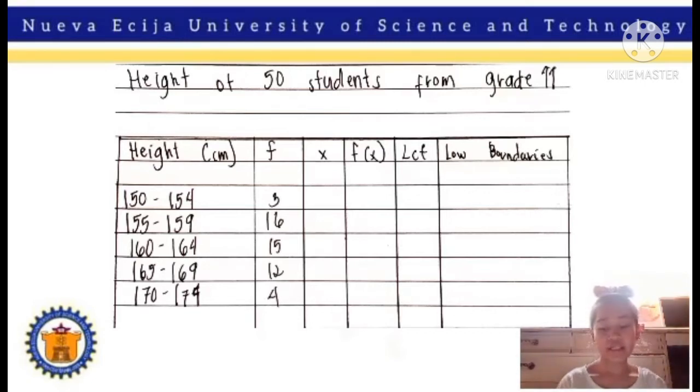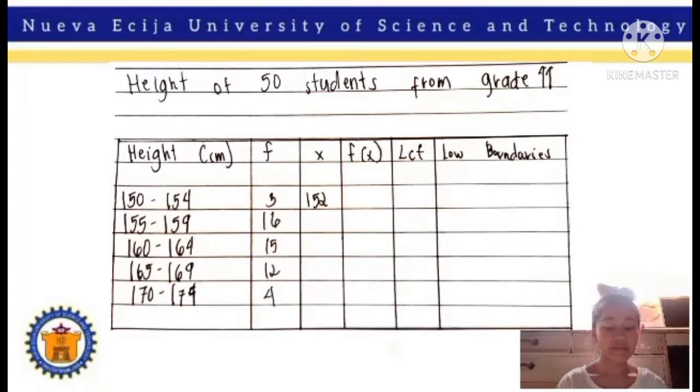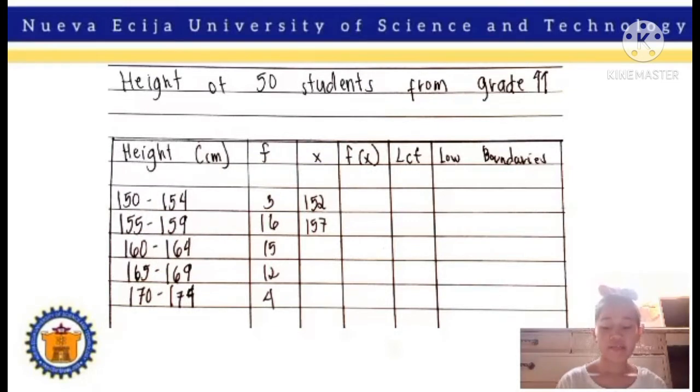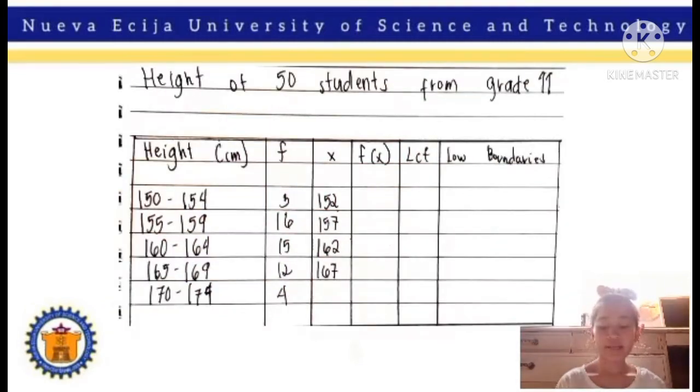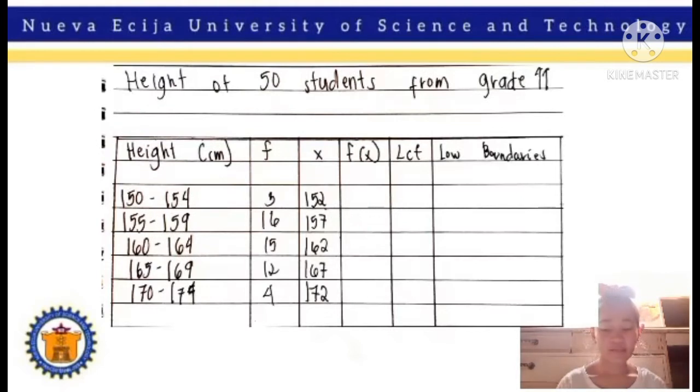So now we are getting the class mark. To get the class mark, we will just add these two numbers and divide by 2. 150 plus 154 divided by 2 is 152. 155 plus 159 divided by 2 equals 157. 160 plus 164 divided by 2 is 162. 165 plus 169 divided by 2 is 167. 170 plus 174 divided by 2 is 172. Now we have the class mark.